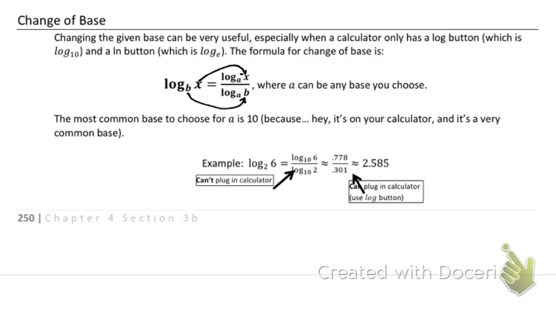Now I can pick any value I want for a. You're more likely going to pick 10 or e, so you can write ln. Those are going to be basically your two choices. Either do log base 10, because it's in your calculator, or change it to log base e, which is also in your calculator.